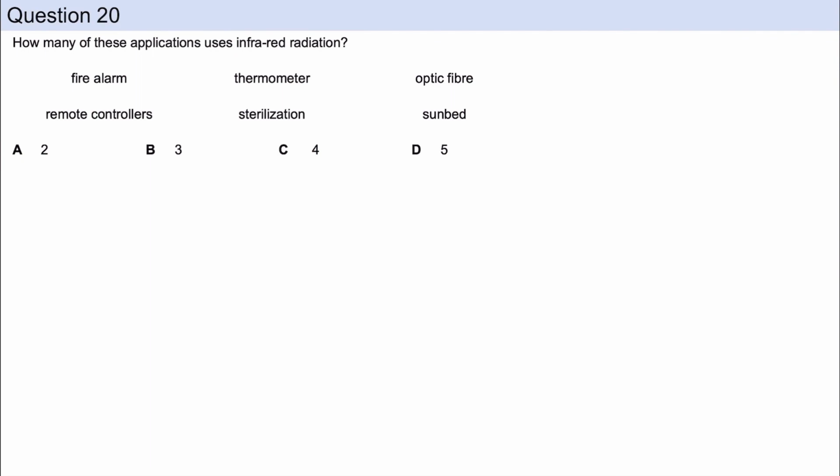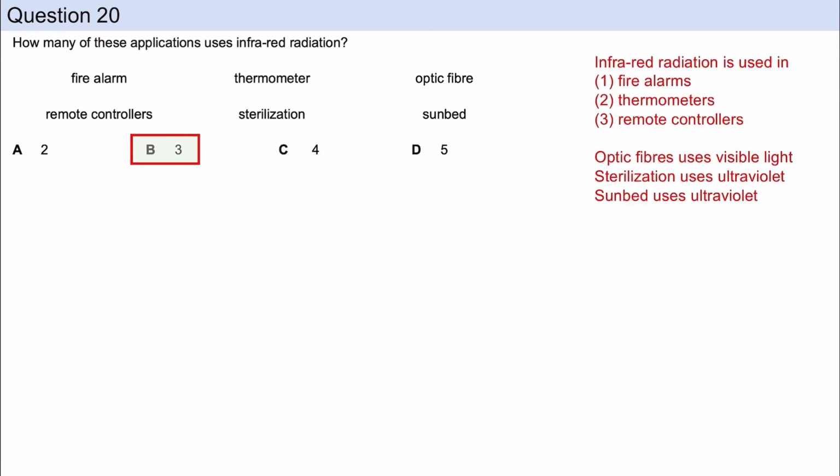Question 20. Test your understanding of the applications that use infrared radiation. Of these 6, the fire alarm, thermometers, and the remote controllers are applications that use infrared radiation. Optic fibers use visible light. Sterilization and sunbathing use ultraviolet. So over here, 3 of these applications use infrared radiation.